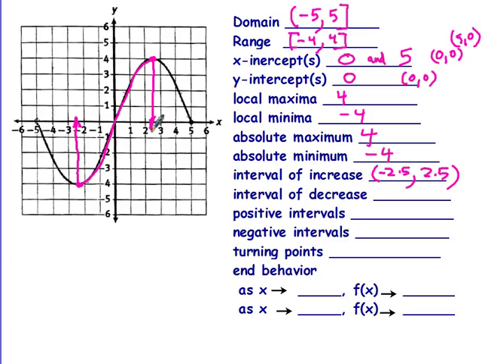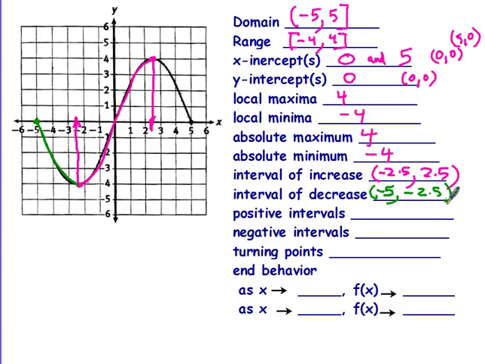All right, now interval of decrease. So that graph is decreasing in two places. Here is the beginning of an interval of decrease, and we are decreasing until we get to this point. So let's express that interval. We started decreasing at an x value of negative 5, and we stopped that interval of decrease at negative 2.5.